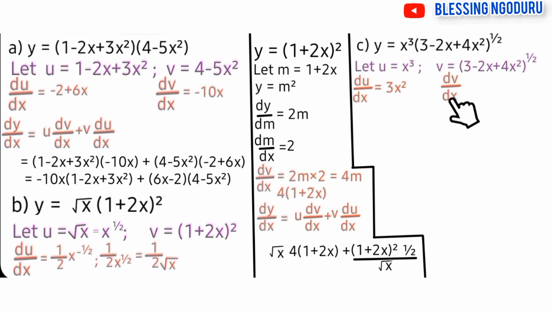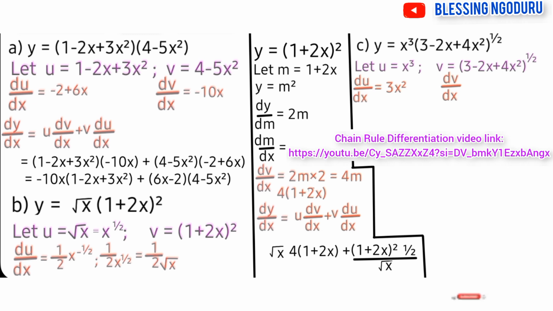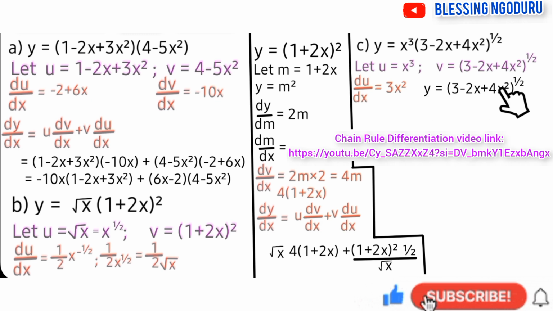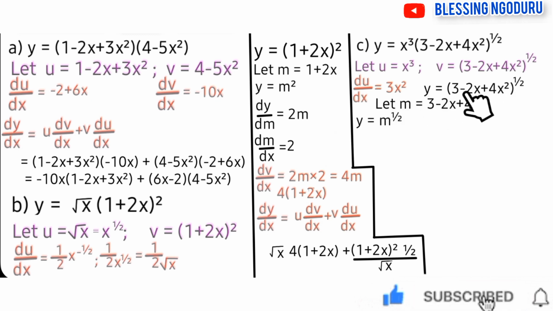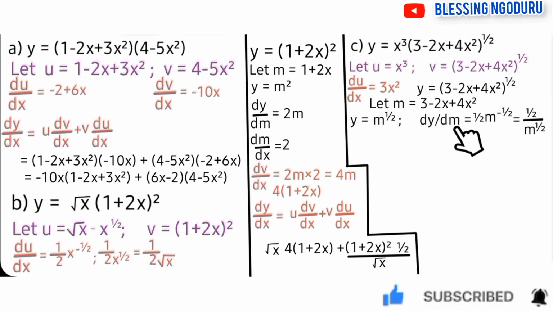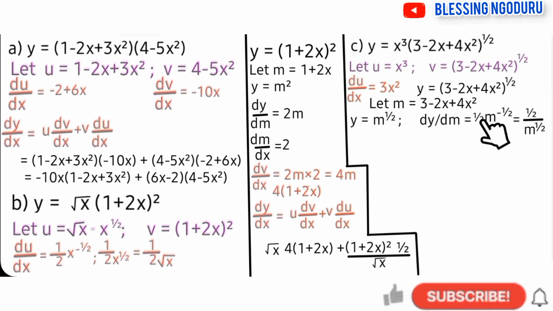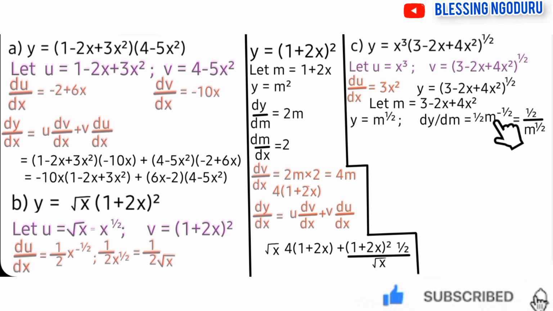To get dv by dx, we have to treat v, that is these values, as a function on its own using the chain rule method. Do well to watch the previous video on the chain rule method of differentiation for better clarity. So we call this y. If m is equal to these values, therefore y will be equal to m raised to power 1 over 2. dy by dm will be 1 over 2 times m, which gives 1 over 2m. 1 over 2 minus 1 gives minus 1 over 2. We have 1 over 2, bringing m raised to power minus 1 over 2, then to the 2 becomes m raised to power positive 1 over 2.